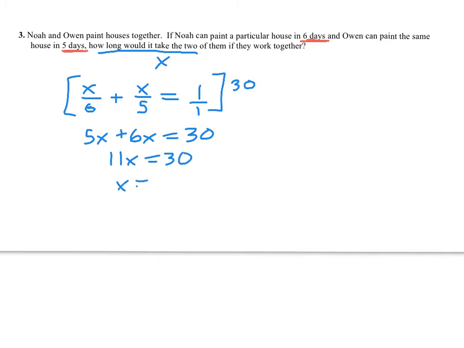X equals 30 over 11, which means x equals 2 and 8 left over. 2 and 8 over 11 days. But nobody really talks like that, so I think it makes more sense if we say 2.7 days.